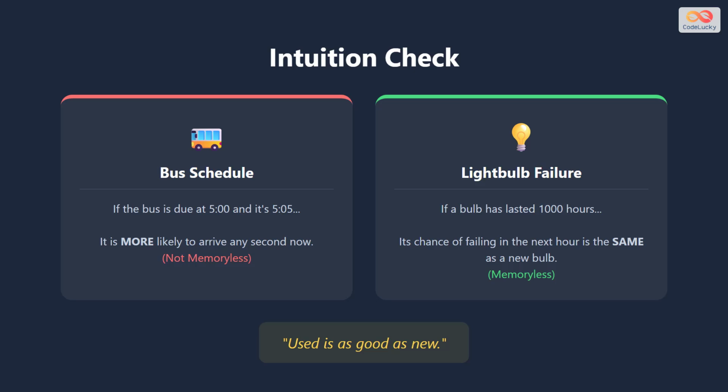Let's check our intuition. A bus schedule is not memoryless. If a bus is due at 5:00 and it is now 5:05, the bus is overdue and very likely to arrive soon. However, a light bulb is often modeled as memoryless. If a bulb has worked for 1,000 hours, it is not tired. Its chance of failing in the next hour is the same as if it were brand new. Used is effectively as good as new.